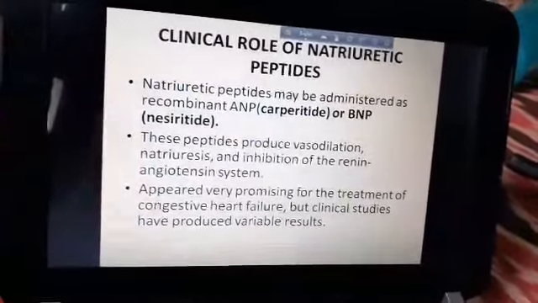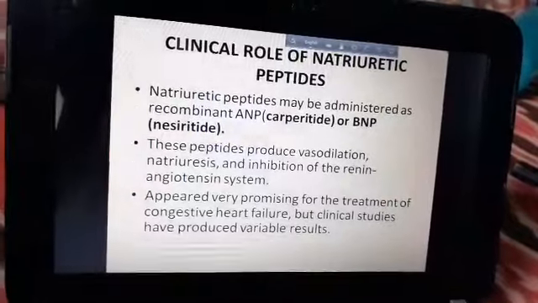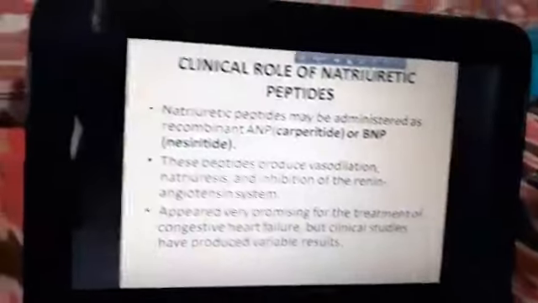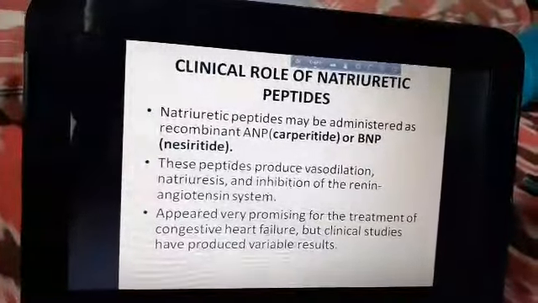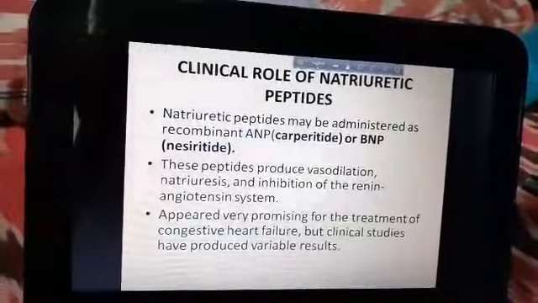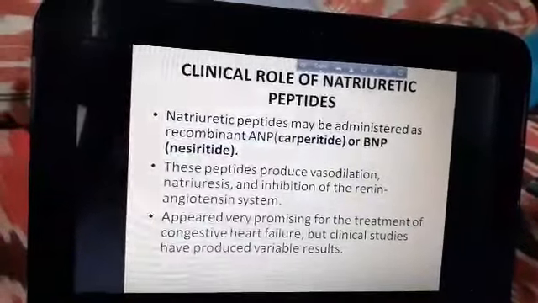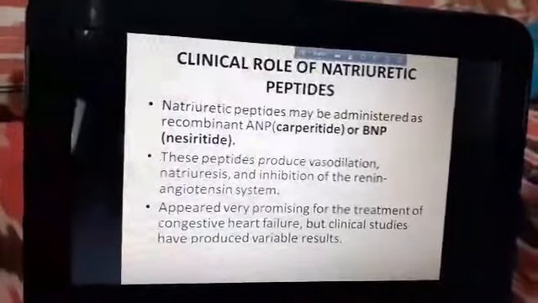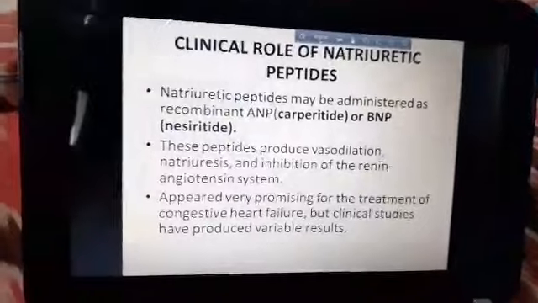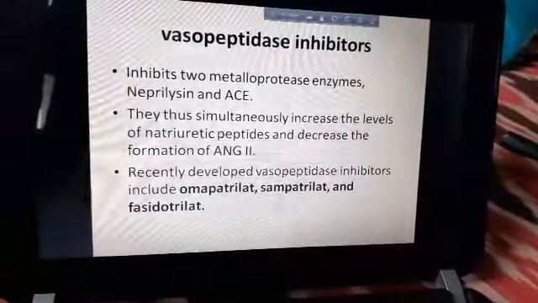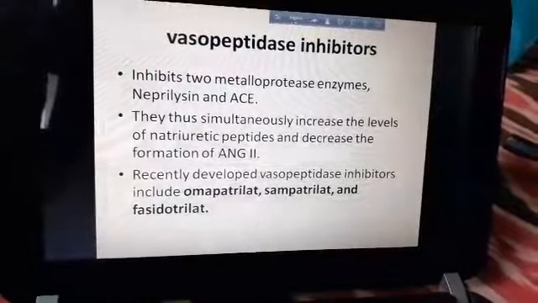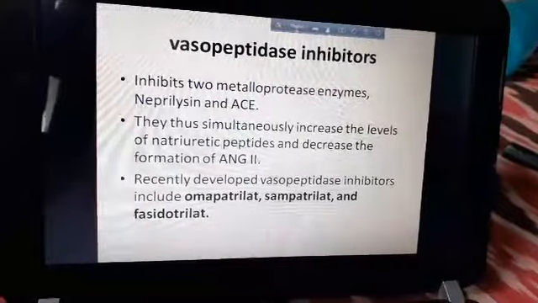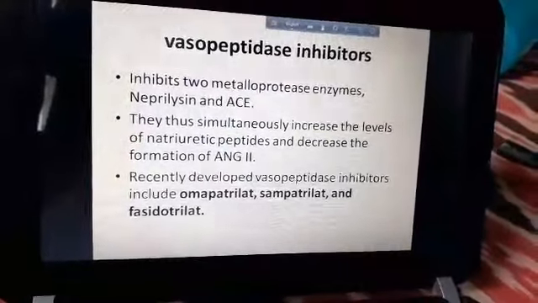Remember, though ANP and BNP are released in heart failure when the atrium is stretched, their effect is very short lasting, and that's why we try to increase the BNP level by inhibiting its metabolism, or by producing some molecule which will have a BNP-like effect but will not degrade so quickly. Now ANP-BNP is metabolized, or degraded, by two enzymes, neprilysin and NEP inhibitors. So vasopeptidase inhibitors inhibit two metabolic protease enzymes like neprilysin and ACE.